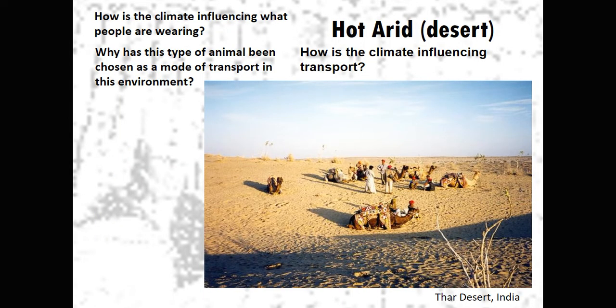Now, hot arid desert. So how is the climate influencing what people are wearing? Well, even though it's a hot arid desert, we have flowy clothes to keep nice and cool. We've got this camel, so why has it been chosen? Sandy hills, it's a bit hard to travel by car here. And how is the climate influencing transport? So this hot arid desert, which is a sandy desert, how is the climate influencing transport here?